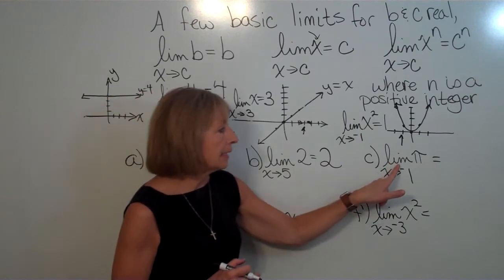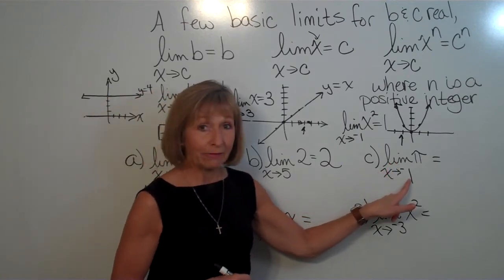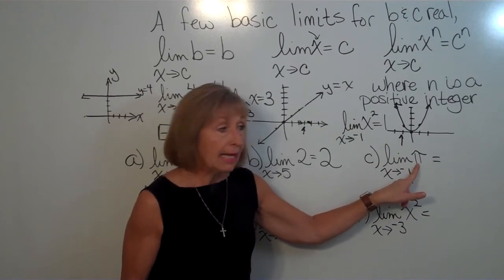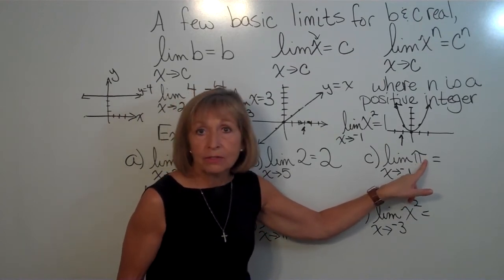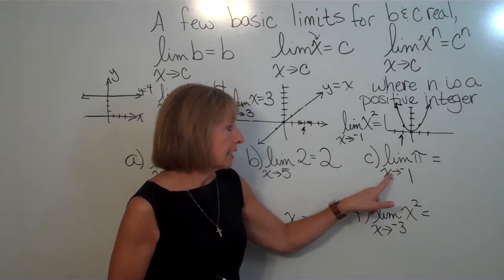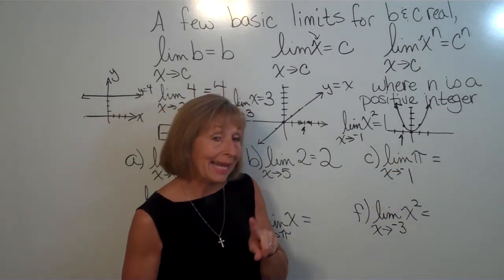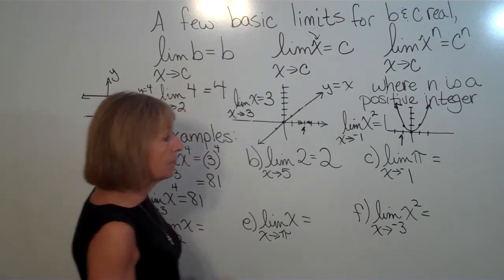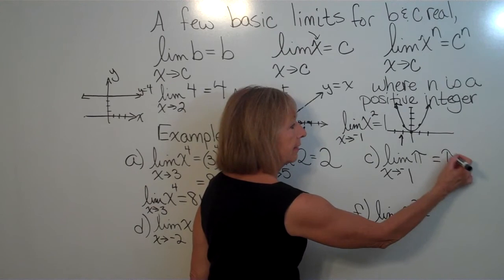Next up, the limit as x approaches -1 of pi. Well, pi is a number, and it doesn't have an x after it, so it doesn't have the variable of the limiting process. So the limit as x approaches -1 of pi, again, is this first limit rule. And so this is just going to be pi.